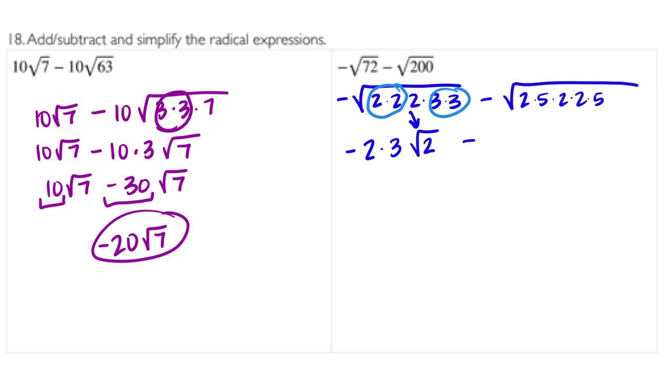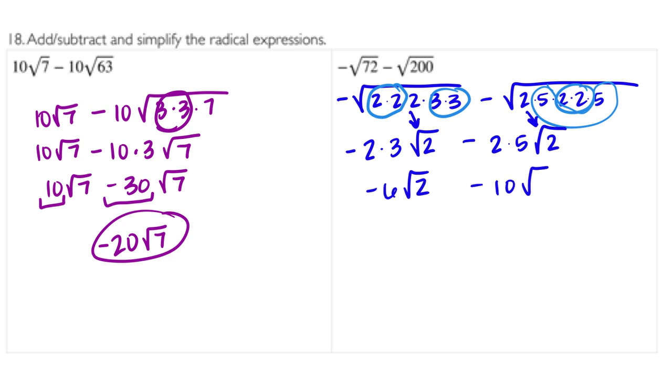And then in the next one, I have a pair of 2's and I have a pair of 5's. So I'm going to have a 2 and a 5 on the outside, and then this 2 is left over on the inside. Okay, negative 2 times 3 is negative 6. 2 times 5 is 10. And now that our roots match, we have negative 6 of these root 2's, and we're taking away 10 more of these root 2's. So in total, we have negative 16 of those root 2's.